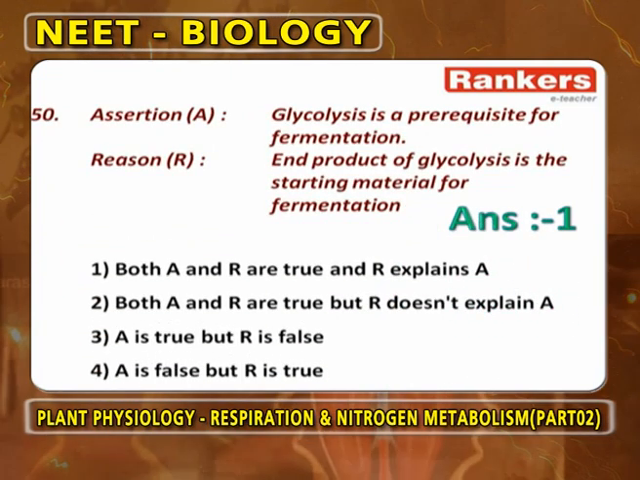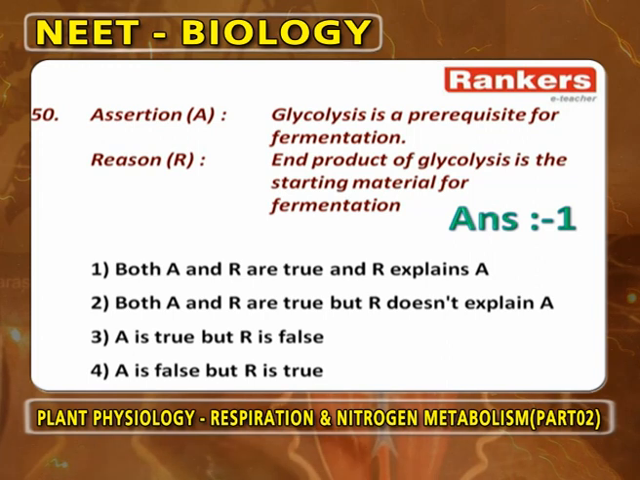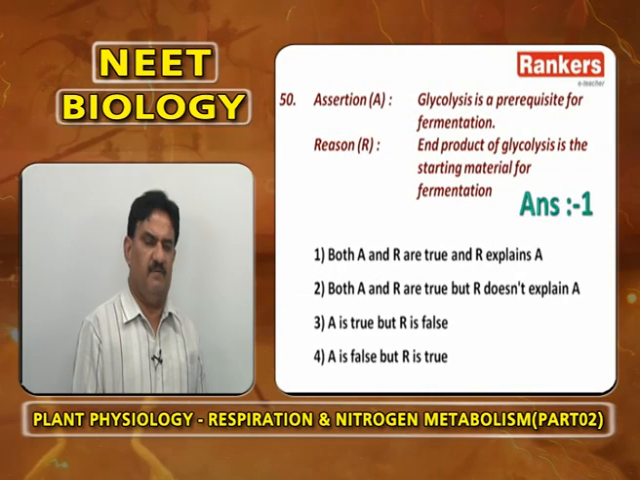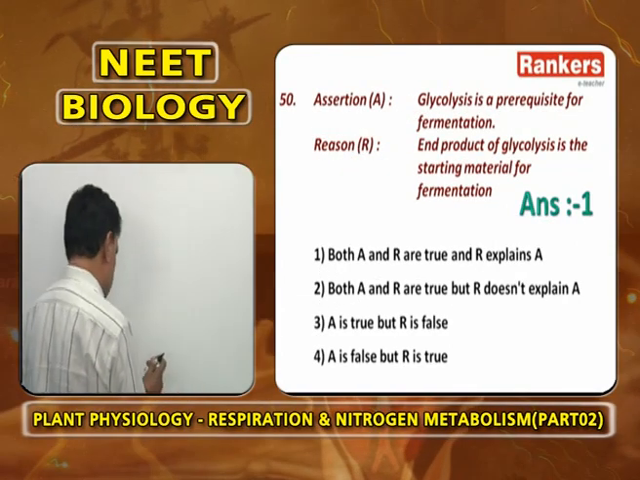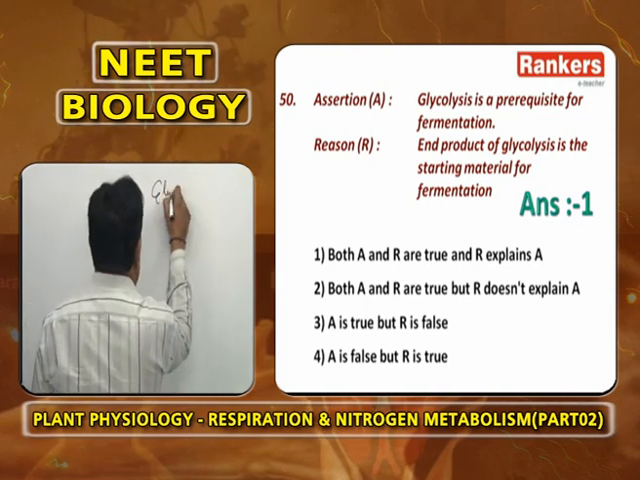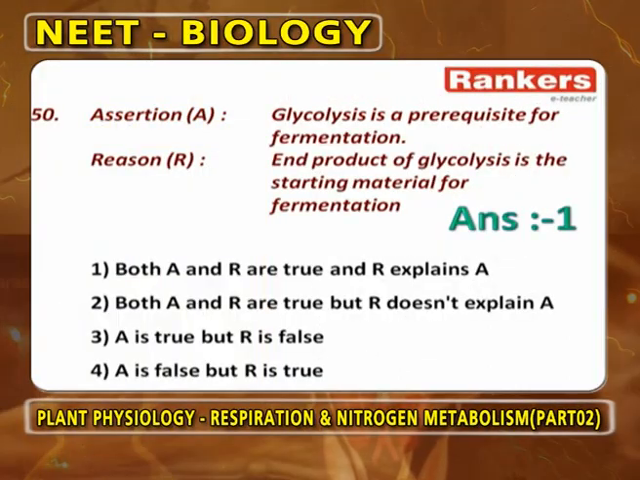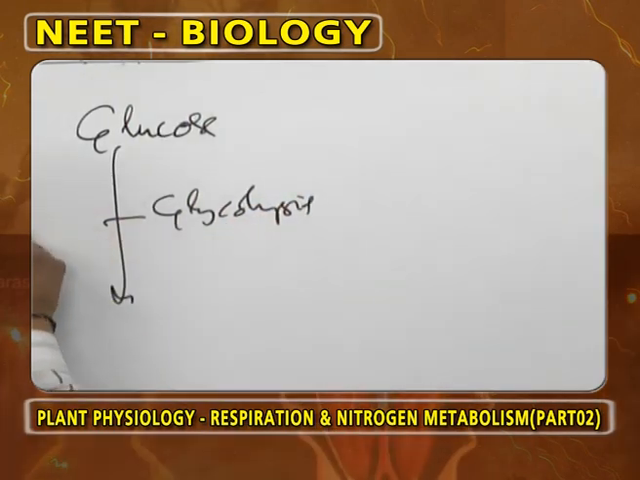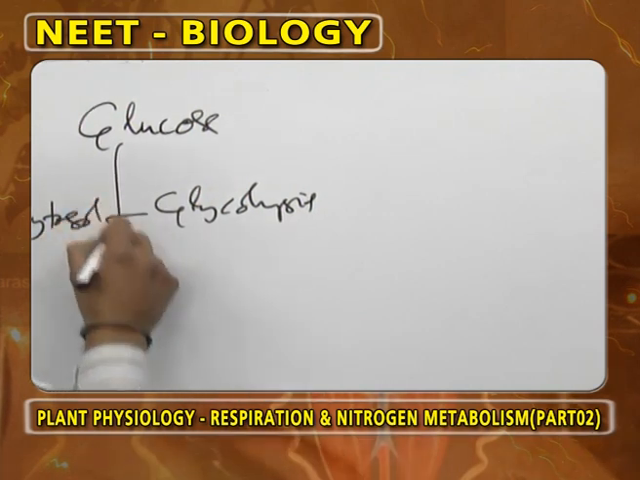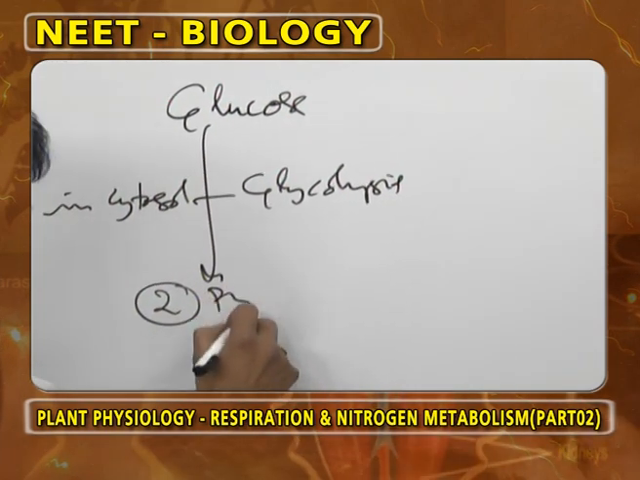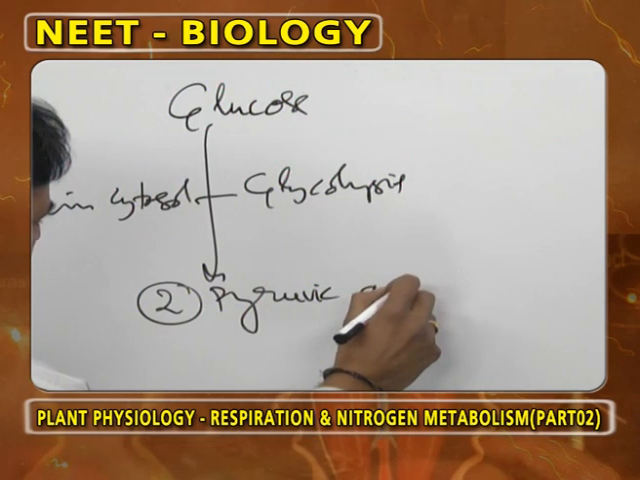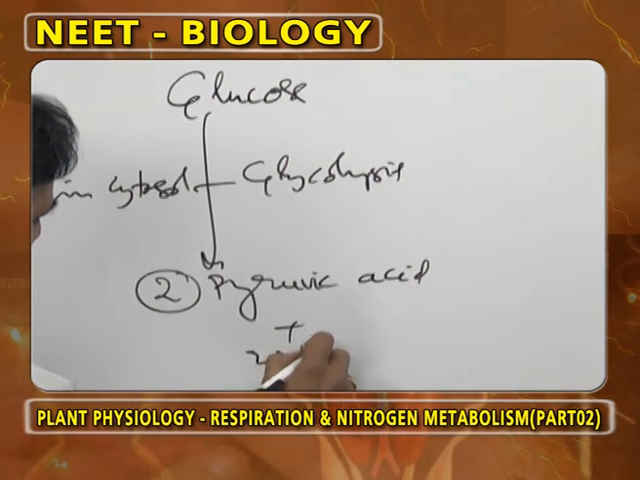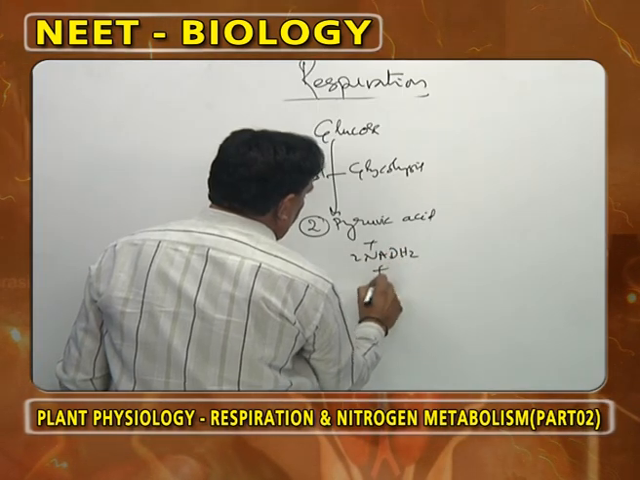This is an assertion reasoning. Glycolysis is a prerequisite for fermentation. Whenever glycolysis takes place, glucose by glycolysis in the cytosol produces 2 pyruvic acids, 2 NADH2, and a net gain of 2 ATP.